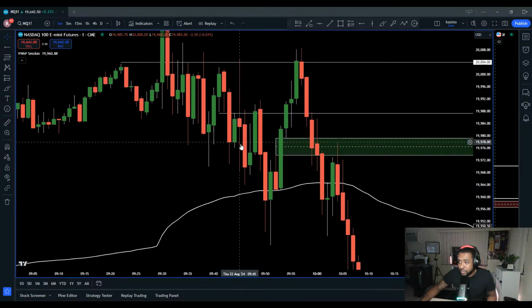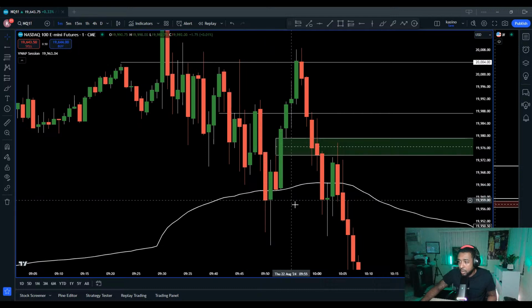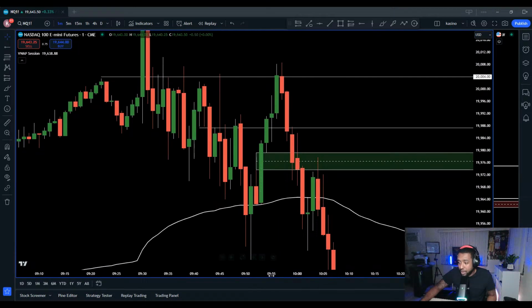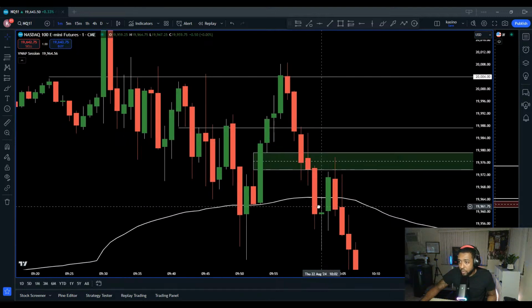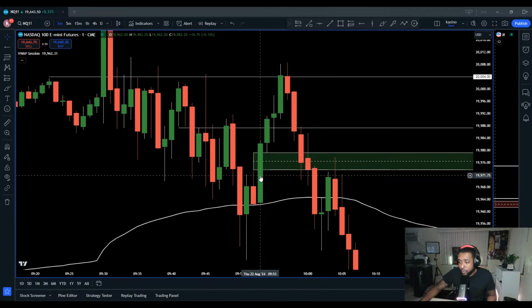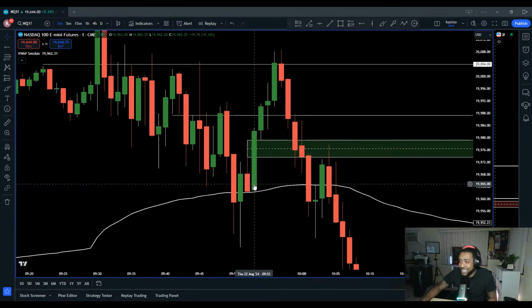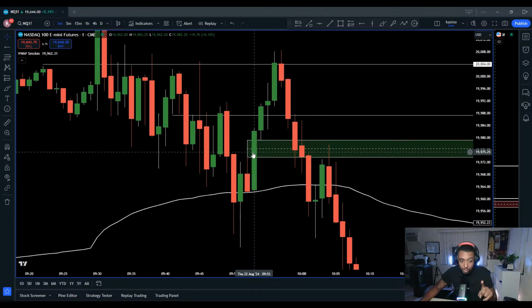Now I'm looking. Nothing. No fair value gap. Now right here, bam. I caught the first fair value gap right here. The first fair value gap formed at exactly 9:53. So what I did was I said, okay, cool. I drew it. Bam.